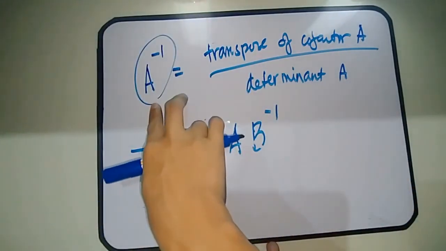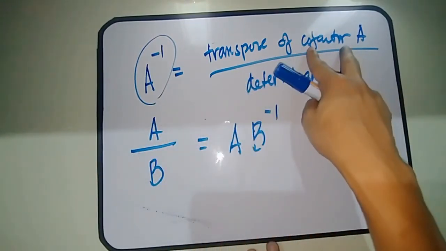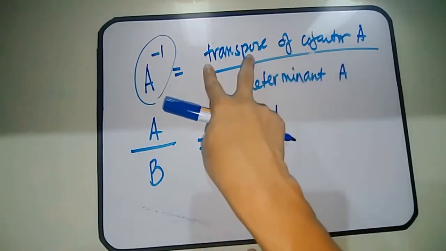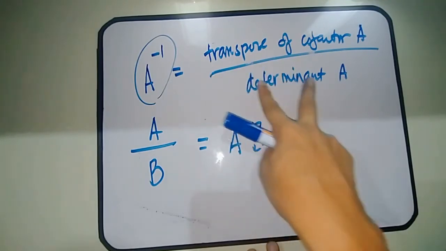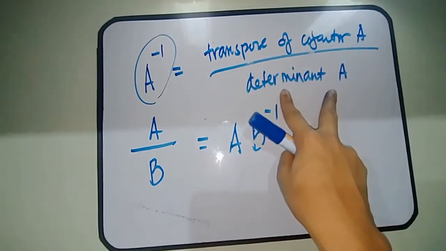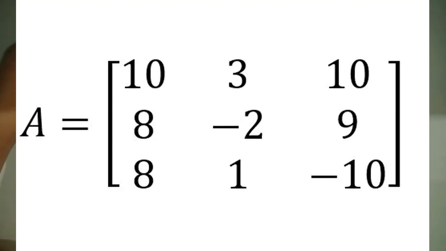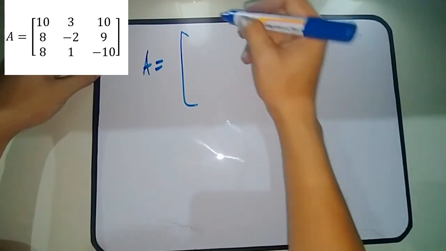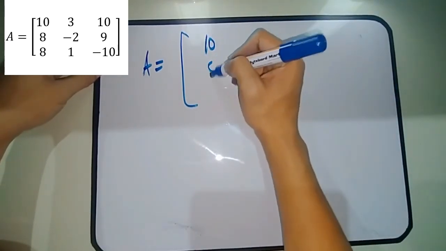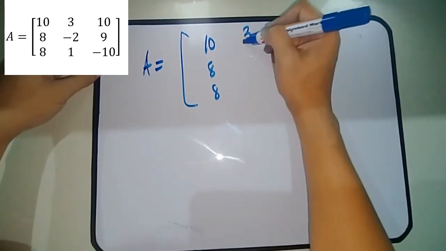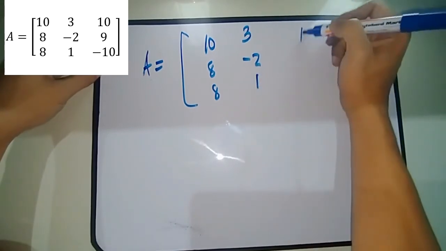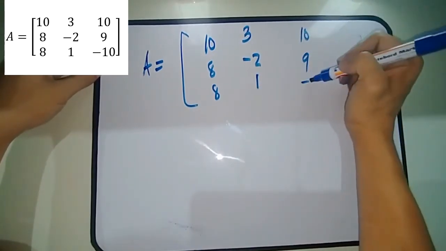Para makuha yung inverse, kuin natin yung cofactor. Then, yung cofactor, i-intranspose natin. Then, i-divide natin sa determinant. So, yun, guys, yung paghanap ng inverse. So, yung A natin, guys, so A, 3 by 3 siya, kuin natin yung determinant ng 3 by 3 matrix. So, 10, 8, 8, you have here 3, negative 2, 1, you have here 10, 9, negative 10.